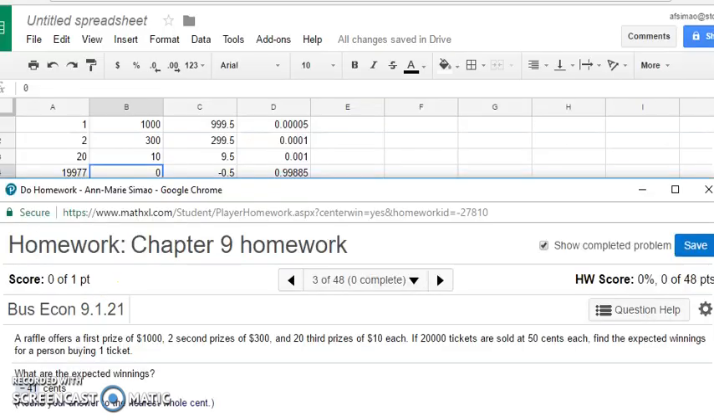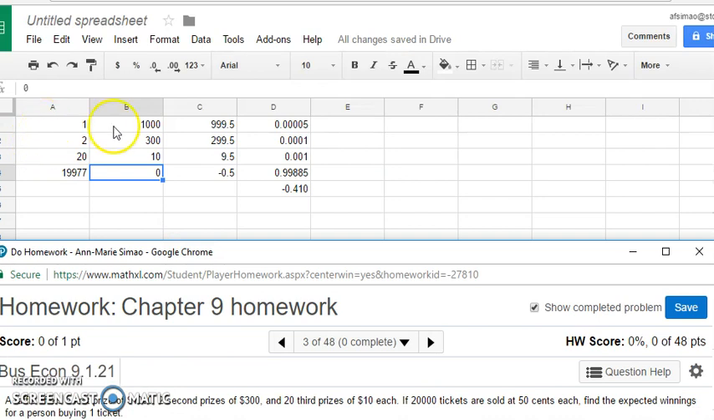So C. For this one, a raffle has a first prize of $1,000, 2 second prizes of $300, and 20 third prizes of $10 each. If 20,000 tickets are sold at 50 cents each, find the expected winnings for a person buying one ticket. So this is an expected value. We needed to do one person wins $1,000, 2 people are going to win $300, 20 are going to win $10, and 19,977 people are going to win nothing.